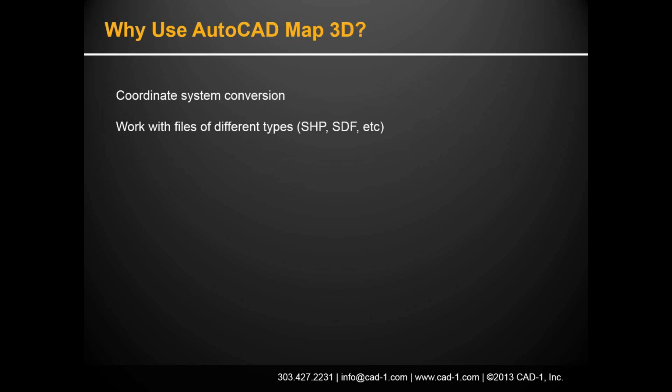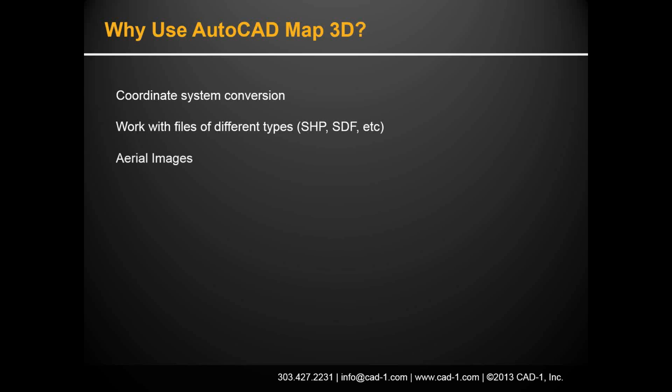Oh yeah, if I download a shape file, I can go ahead and bring that in, and it'll convert to coordinate systems. But what a lot of people don't know is you can actually convert coordinate systems with AutoCAD drawings. I'm going to show you how to do that. And then right there, working with different file types, GIS file types, shape files, raster images, SDF files, etc. AutoCAD Map allows you to do that as well.